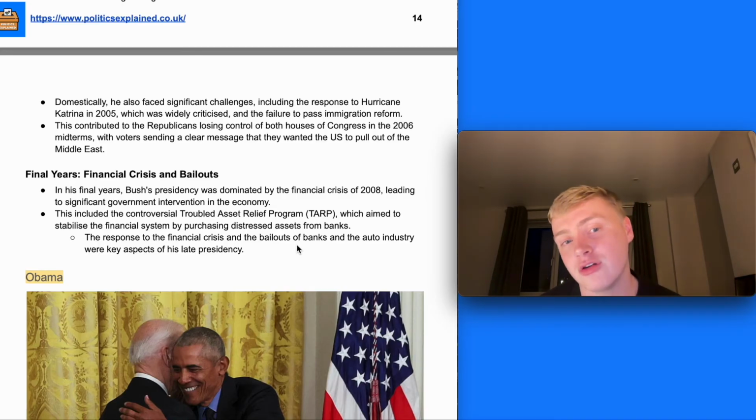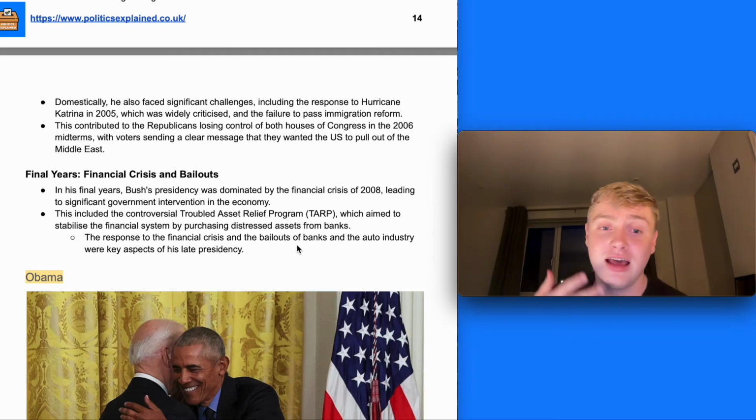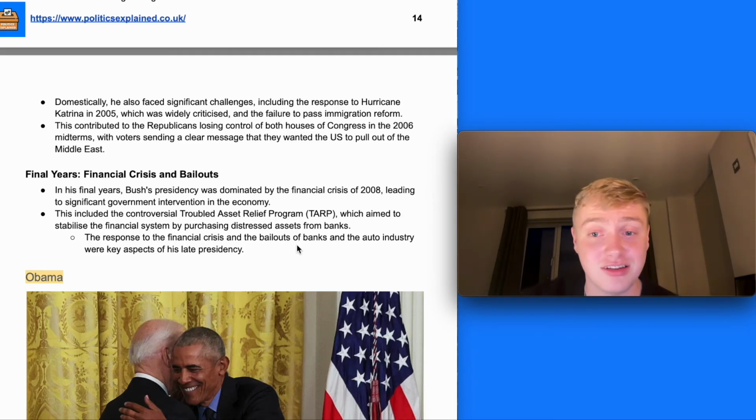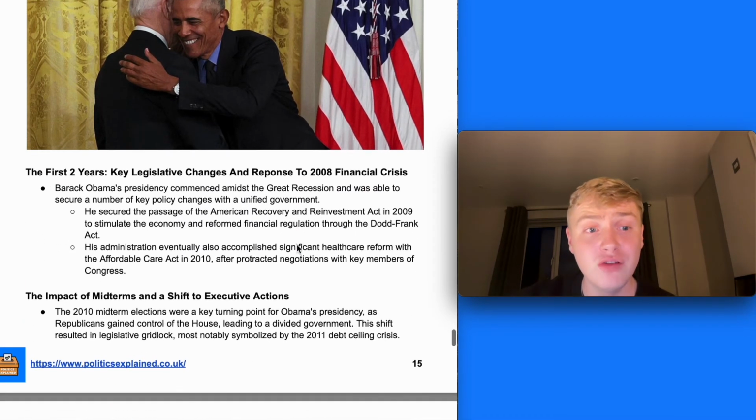Which led to significant government intervention in the economy, against traditional Republican priorities, but it was forced by events. And this included the Troubled Asset Relief Program, which aimed to stabilise the financial system by purchasing distressed assets from banks. The response to the financial crisis and the bailout of banks and the auto industry were key aspects of his late presidency. Moving on to Obama.